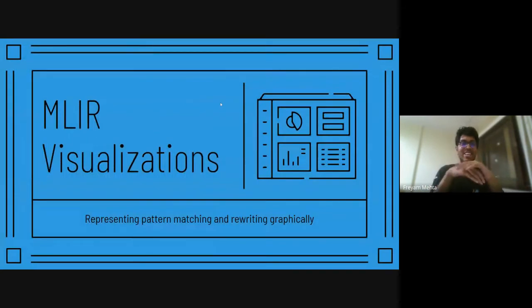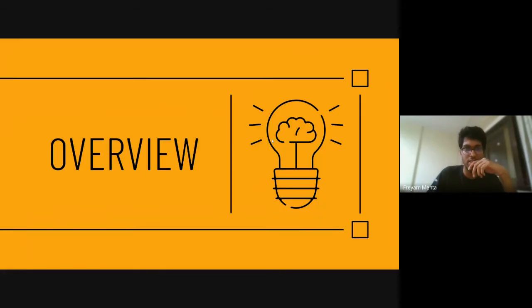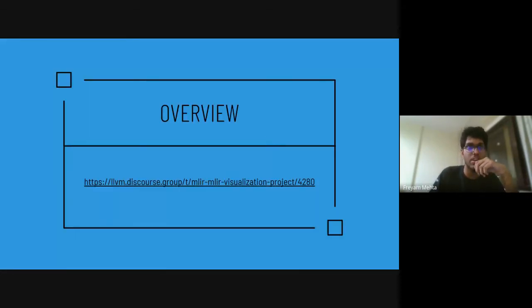So basically, what I'm trying to propose here is that we could use Graphis to show two different pattern matches. We could show the entire process of rewriting, which has two parts: the first part being the pattern matching, and the second being the pattern rewriting. So there are really two parts here. What's the overview? I think around 1 month back or something.